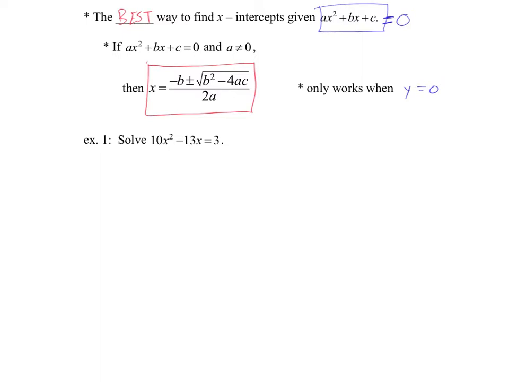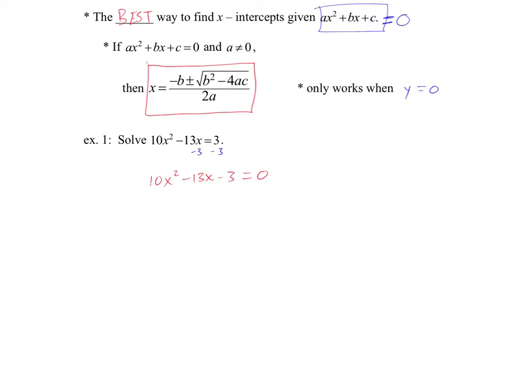All right, so if we have one like this here, solve 10x squared minus 13x equals 3. So first thing we have to do is make that equal 0. So we're going to subtract 3 from both sides of the equation. And that gives us 10x squared minus 13x minus 3 equals 0.